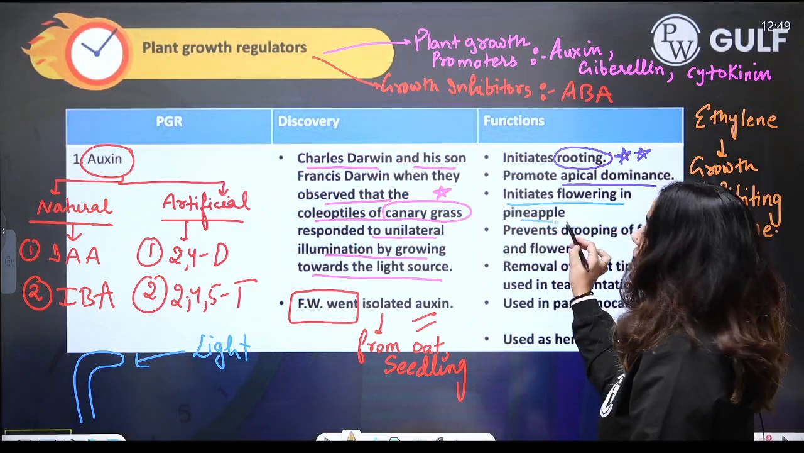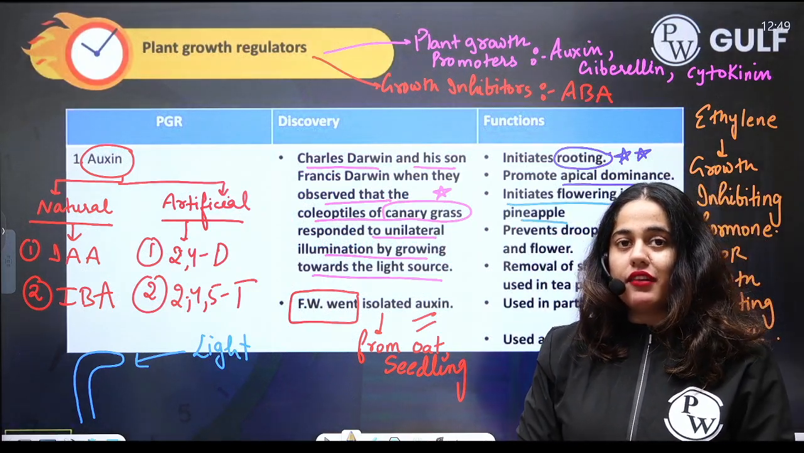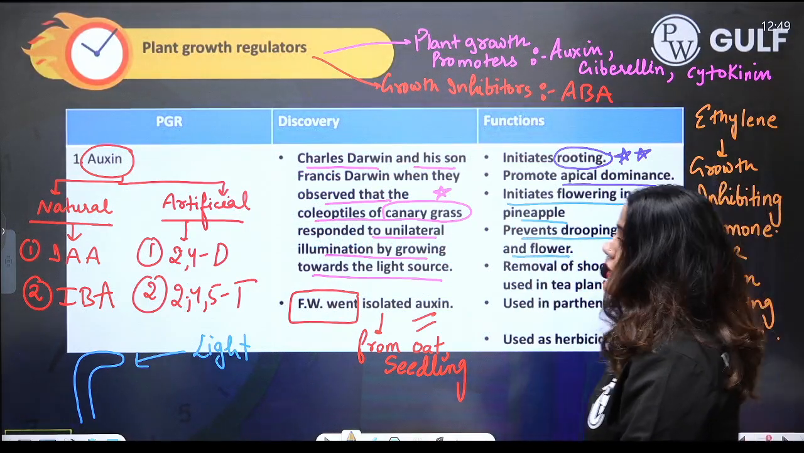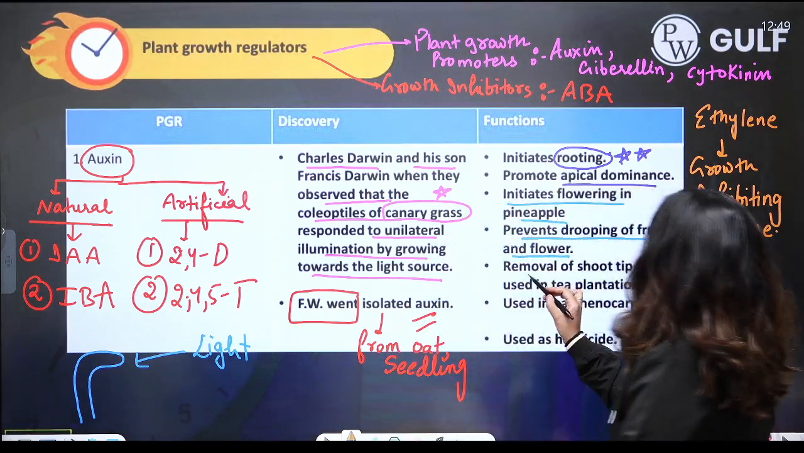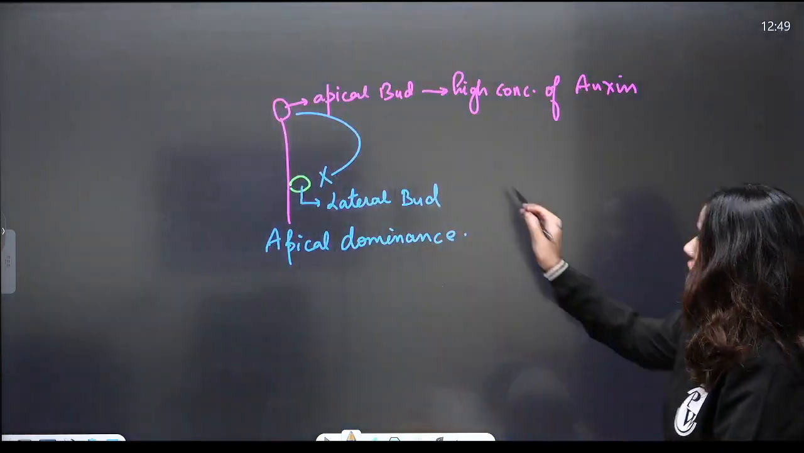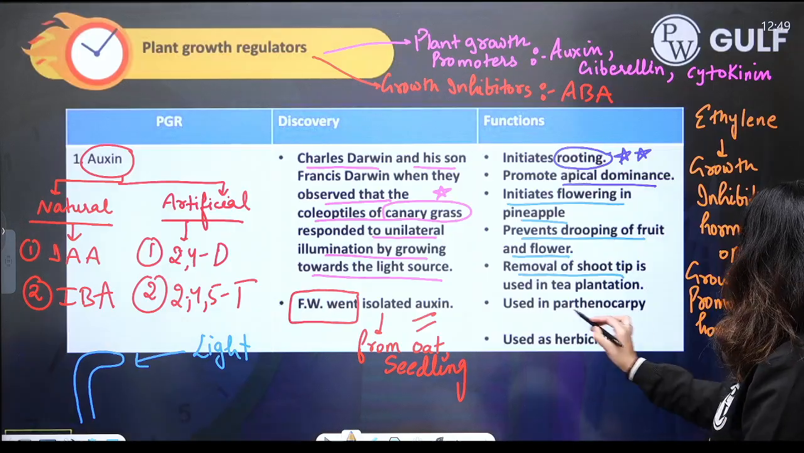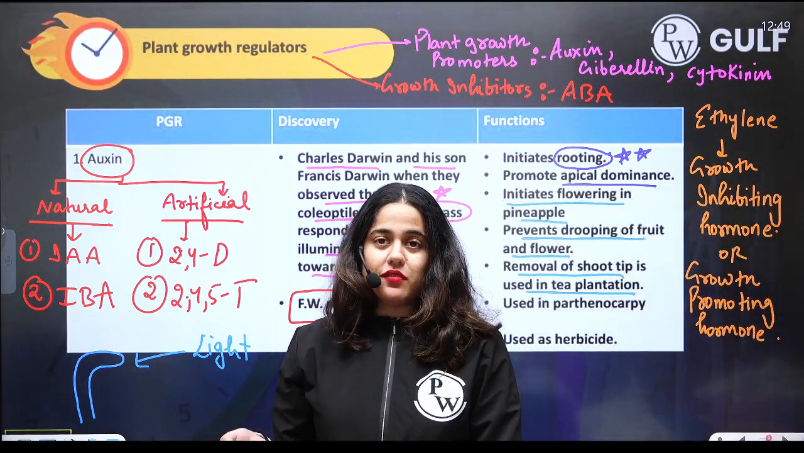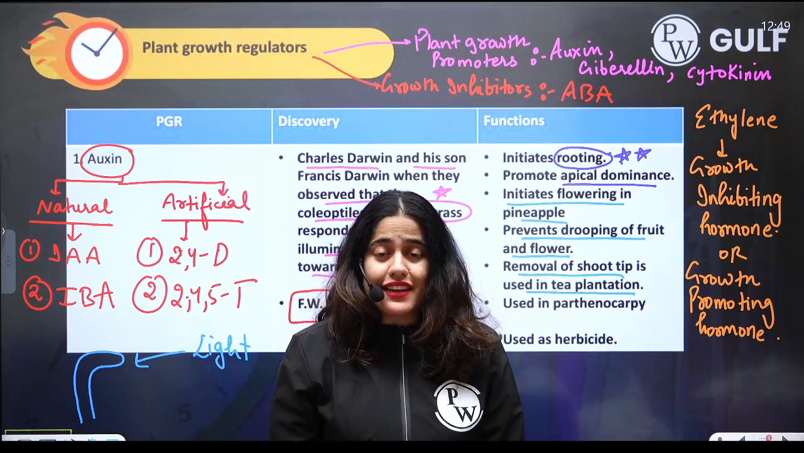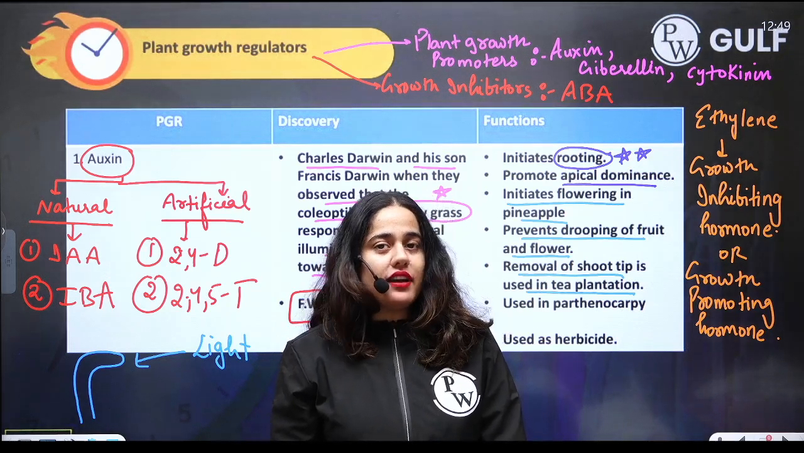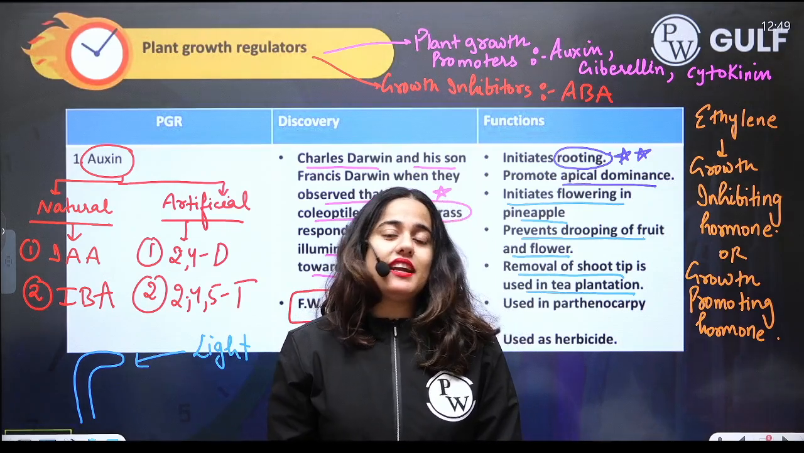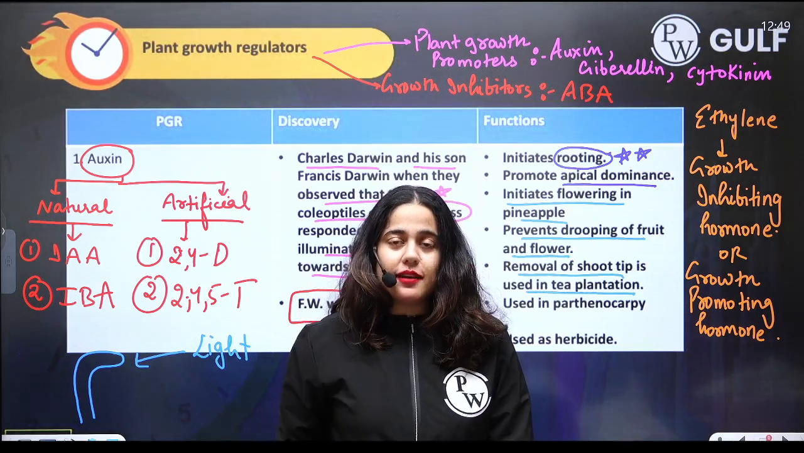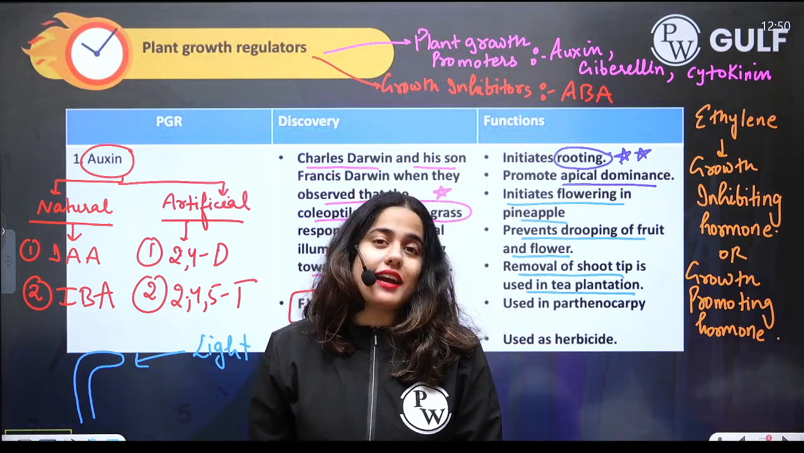It initiates flowering in the pineapple plant, and it prevents drooping of fruit and flower. When you remove the shoot tip, it can lead to the growth of lateral buds. More lateral buds means more leaves. And what do we need in the tea plant? We need leaves. So more branches means more leaves, and more leaves means more production. So in tea plantations, the farmers just cut the tip so that lateral buds can grow and more leaves can be produced.